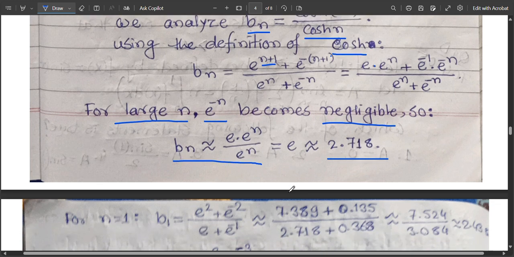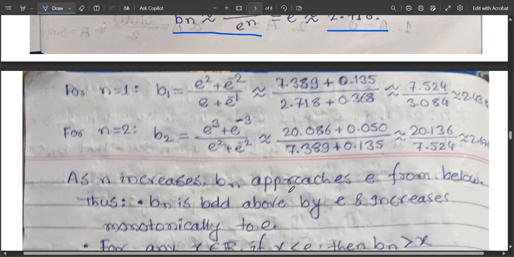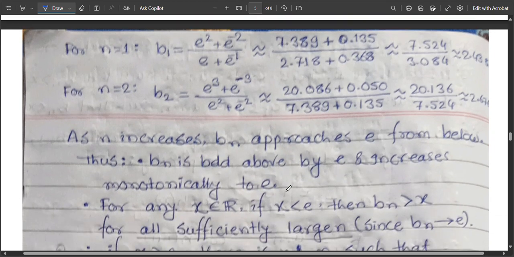Now we will go to know the values of B1, B2, for n equal to 1 and n equal to 2. For n equal to 1, B1 is e to the power 2 plus e to the power minus 2 by e plus e inverse. Put the values of e and take the square, and after solving we will get 2.438.